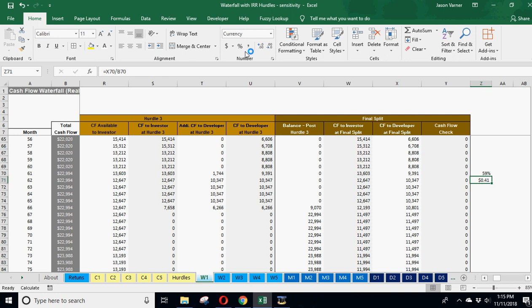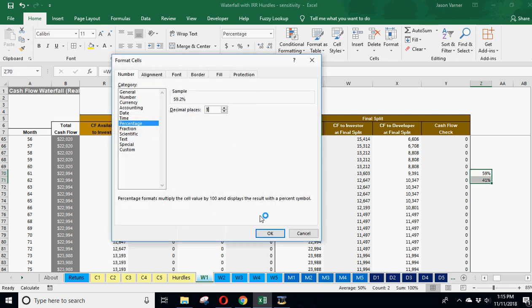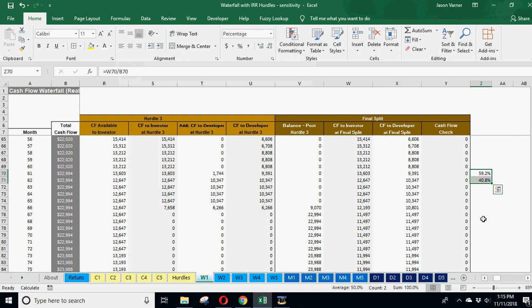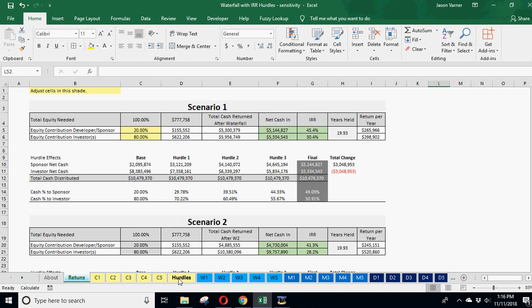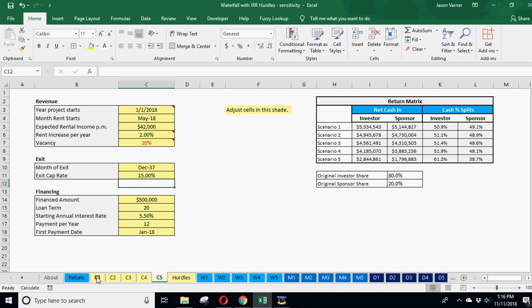And I'm just doing this so you can really see the mechanics of how the calculations are going. And then you'll know why the sensitivity makes sense. So you can see it's not perfect 60-40, it's 59.2, 40.8 for that month. So those tiny discrepancies mean that these rates will never be exactly what the hurdle is.